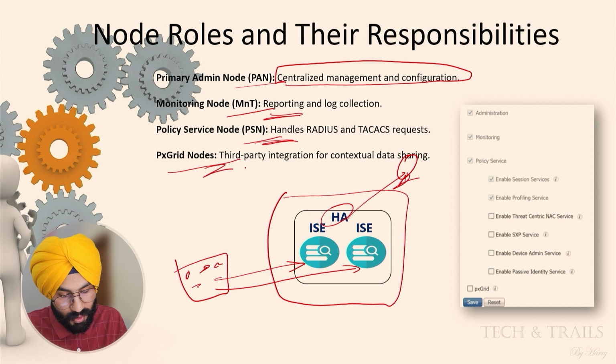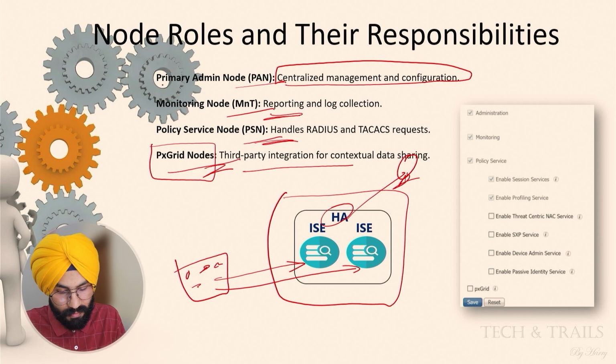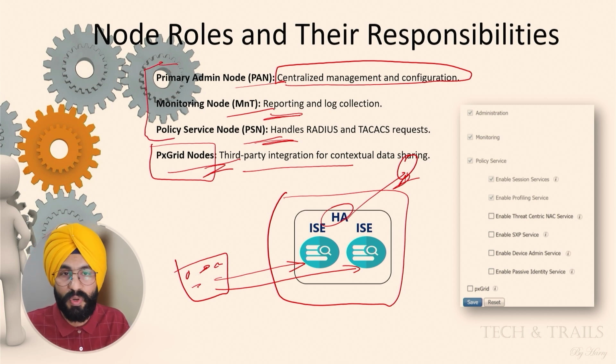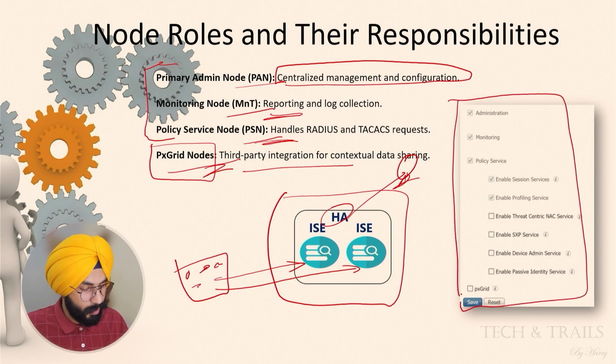pxGrid is only required if we have third-party integration for contextual data sharing. That can be DNAC or any other component. So for example, in this deployment, we will consider we don't have pxGrid. We will go with these three roles because most deployments have these requirements only. In this HA setup, once we deploy the ISE node, this is a deployment page of ISE where it shows how to enable the roles.